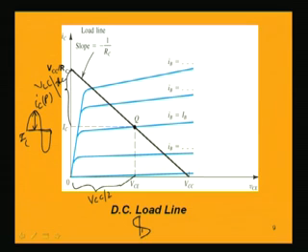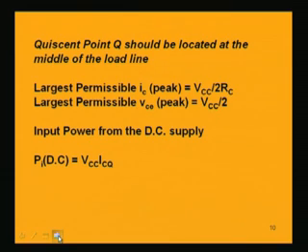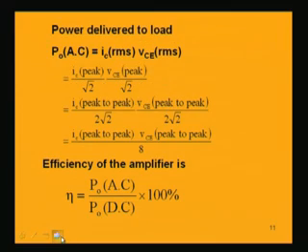This value we want to find out will be VCC by 2, and we know that the input DC power is VCC into IC, that is the DC collector current, denoted by VCC into ICQ. Now, the power which will be delivered to the load, that means the output power.